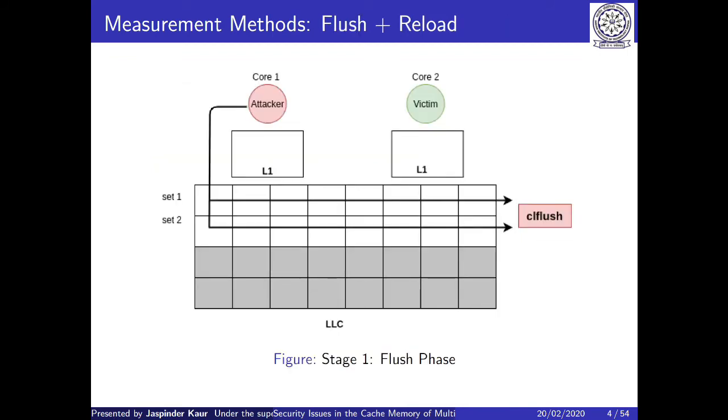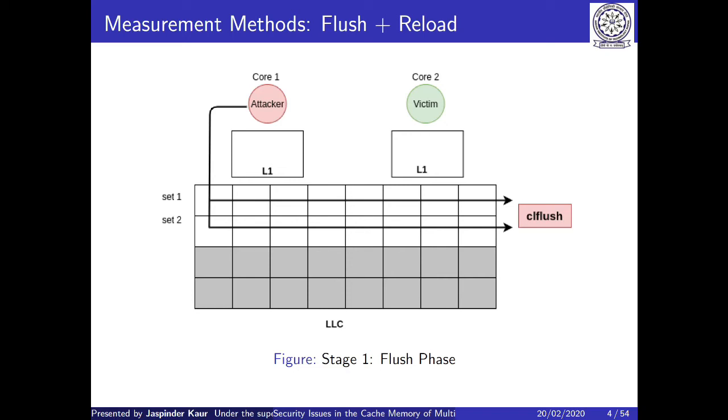Now I'll explain the flush reload attack. In the prime probe attack, I said that core 1 and core 2 are running completely different applications and there is no shared data. But in the flush reload attack, the necessary condition is that the attacker and victim must share some data. So first, what will the attacker do?